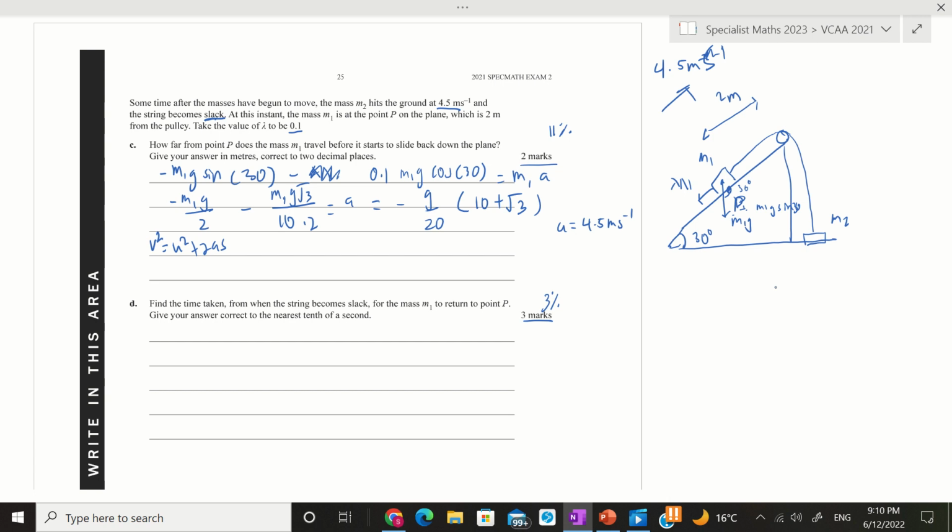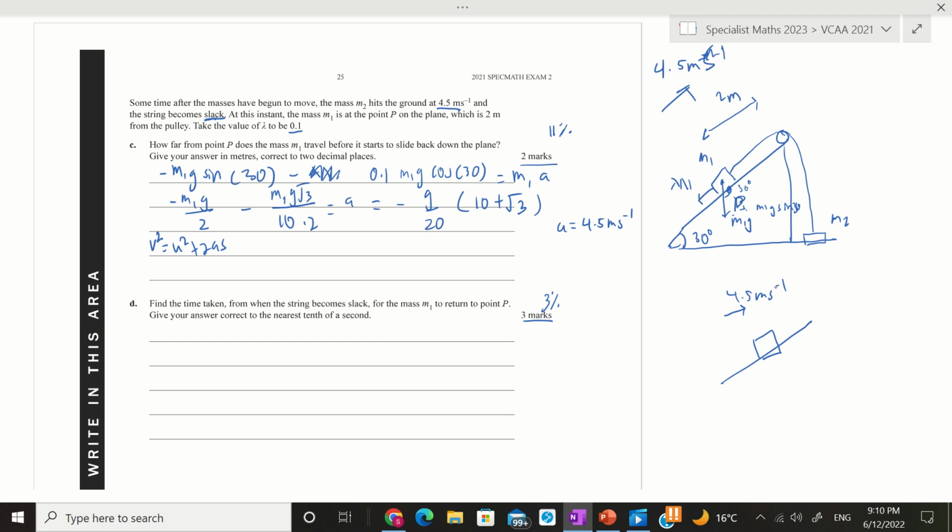What else do we know? Well, we know our acceleration, obviously. We also do know our final velocity. And think about why we know this, right? M1 is going to continue up the plane until it can no longer move. So imagine what's happening right now. M1 has a certain velocity, which is 4.5. So it's starting with this 4.5 meters per second.